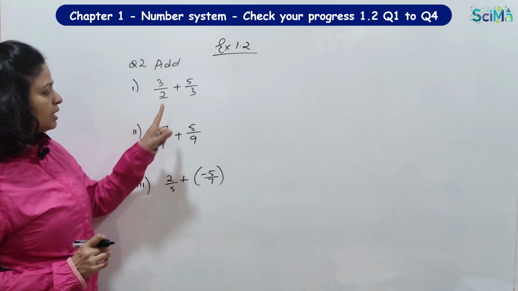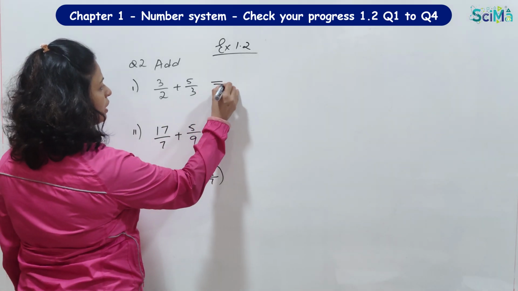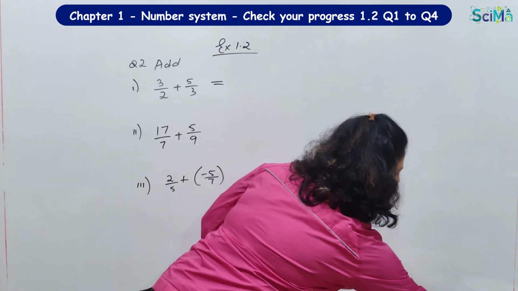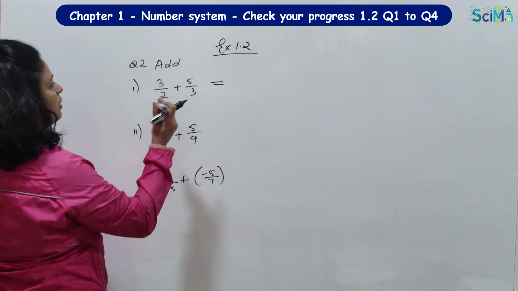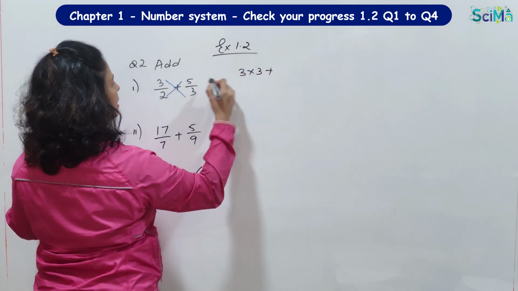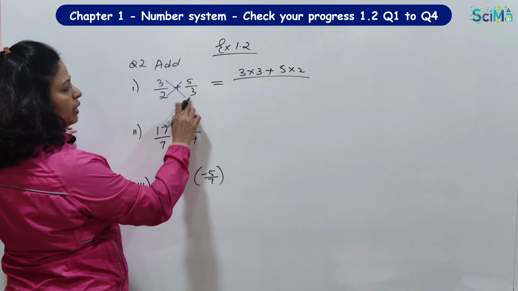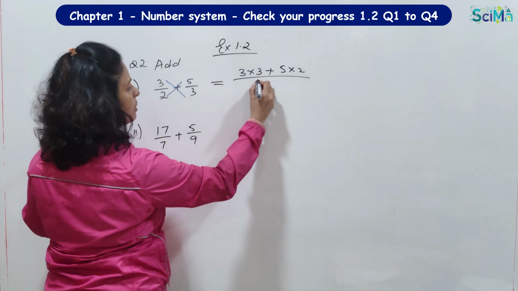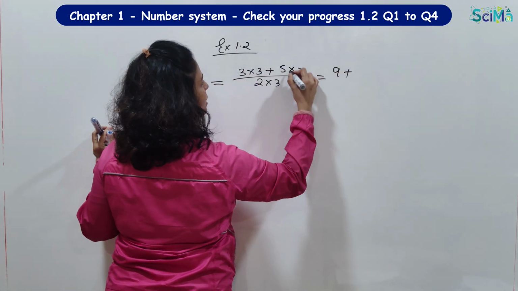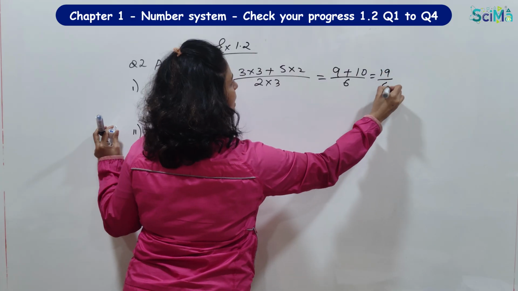Here the denominators are different in each question, if you see. So as I explained, when the denominators are not equal, what do we do? We cross multiply, right? So here we'll do 3 into 3 plus 5 into 2, divided by, in the denominator also you have to multiply, 2 into 3. So we get 3 into 3 is 9 plus 5 into 2 is 10, by 6. So we get 19 by 6.